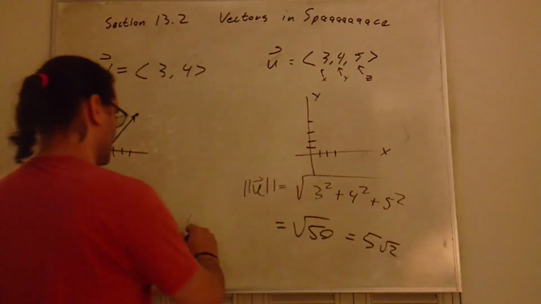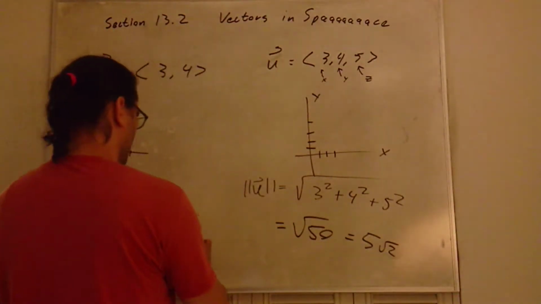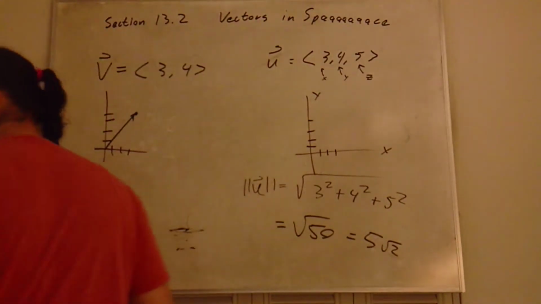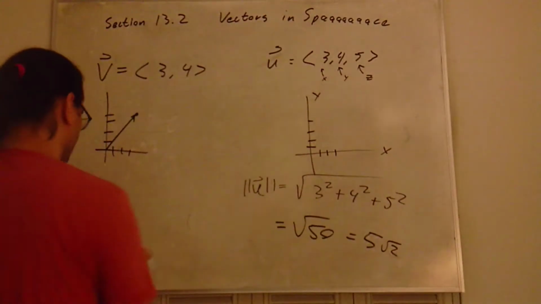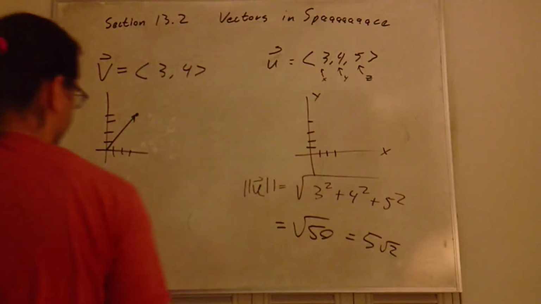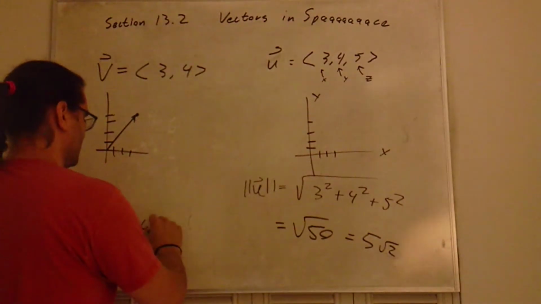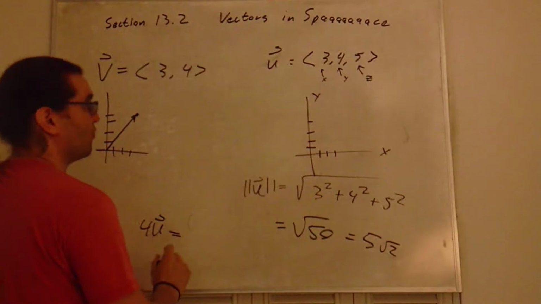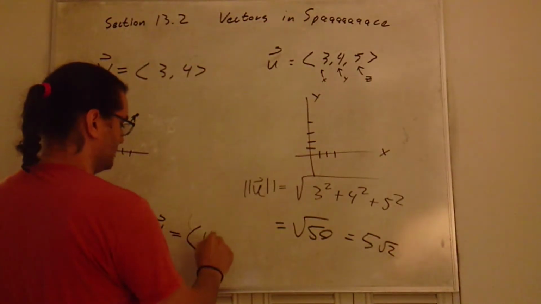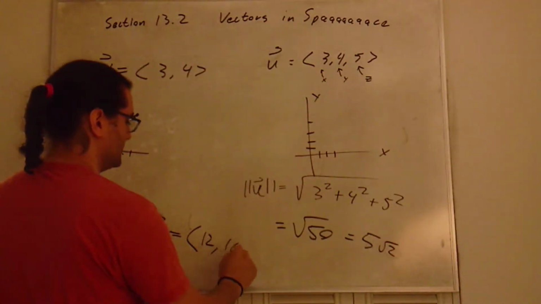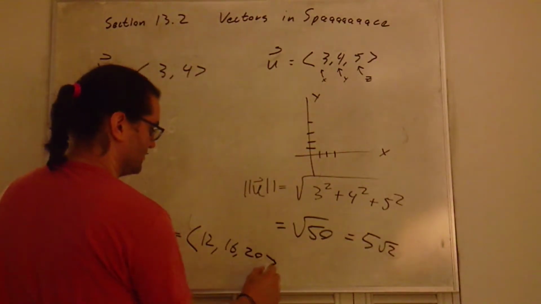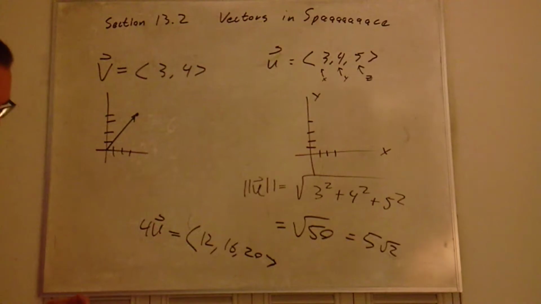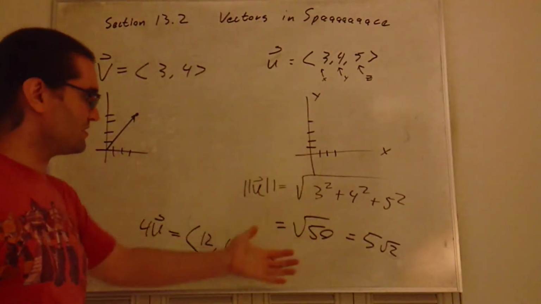You still can scale this in the same way. Let's see what happens if we multiply this one by 4. 4u would be ⟨12, 16, 20⟩. That's 4 times this vector. So all the math pieces still work the same.